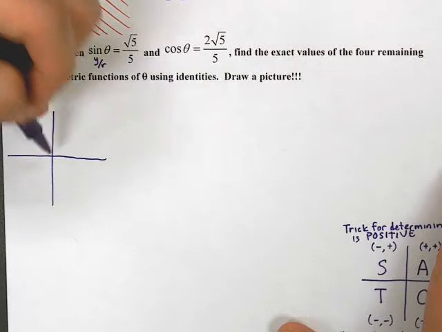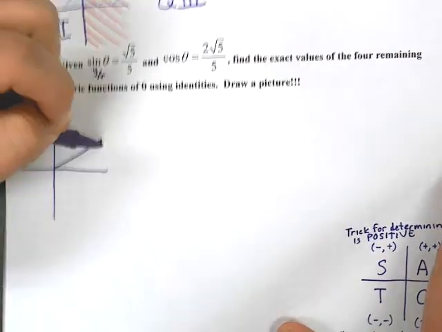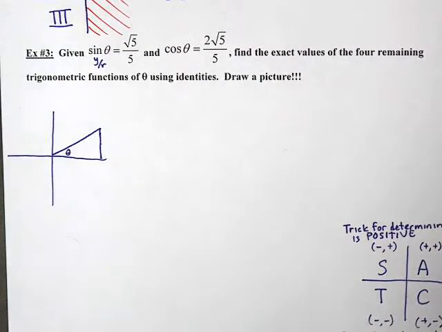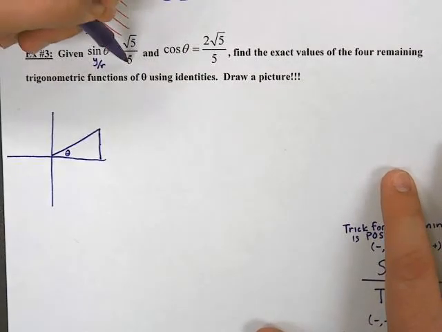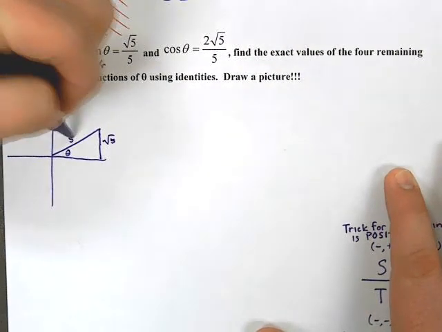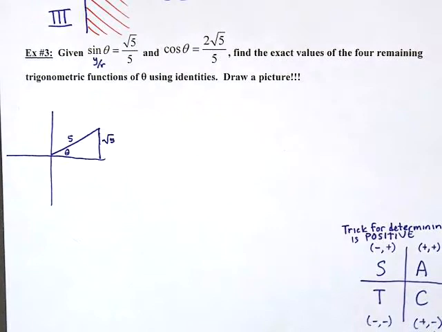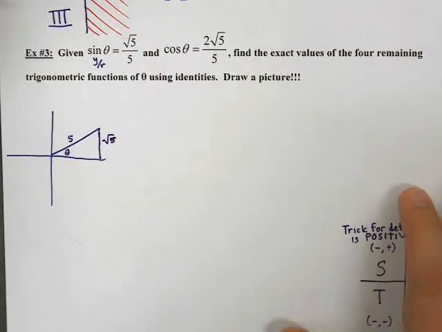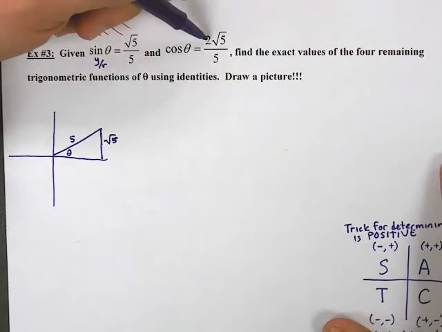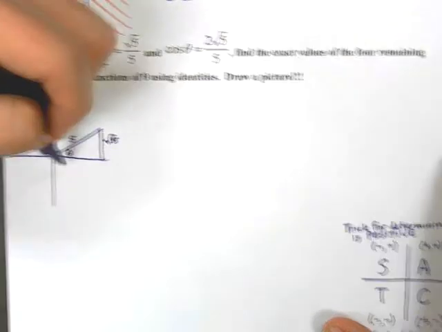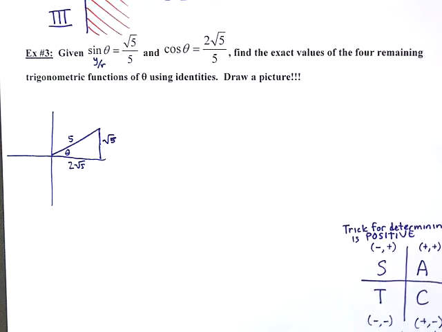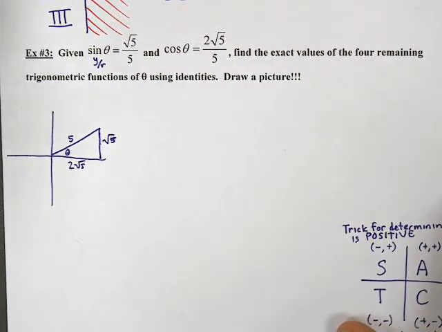So I'm going to draw this picture. All right, I draw my triangle. Here's my theta. I know that my opposite over hypotenuse, or y over r, is square root 5 over 5. Now I also know that the cosine is 2 root 5 over 5, which means the adjacent and the hypotenuse, so this is going to be 2 square root 5. And this is great because now, guys, I have everything I need. I'm ready to get my trig functions.